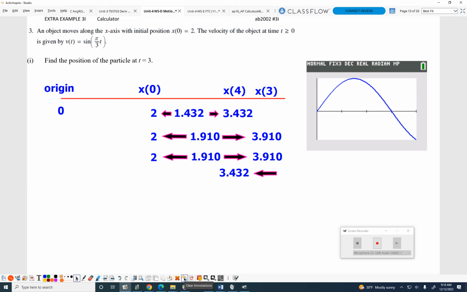Okay, hey, look up. We had done extra example 3H, so we're going to start with 3I. Turn to the blue packet. So blue packet, extra example 3I. The question says find the position of the particle at time equal 3. So that's going to require the fundamental theorem.